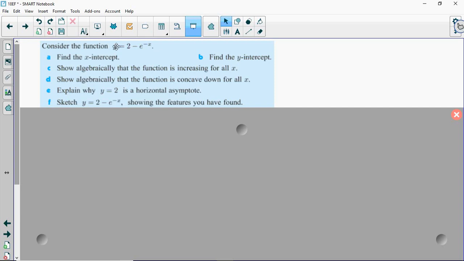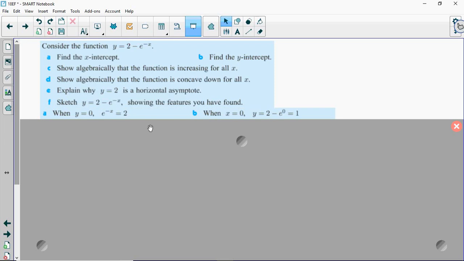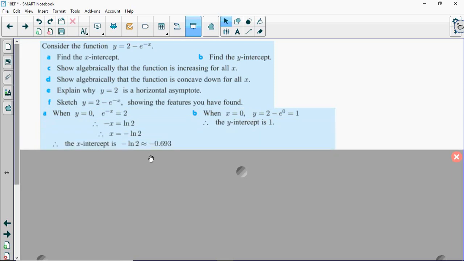Here's our function. Part A, find the x-intercept. Okay, so we will find it this time. Well, x-intercept means the y value is going to be equal to 0, which means we need 2 to equal 1 over e to the x. That sounds solvable. We'll get an exact answer out of this. It's going to be negative ln of 2. We can approximate that with a decimal if we want. Part B, the y-intercept. Okay, we're setting x equal to 0. That's pretty straightforward. We get y equals 1.